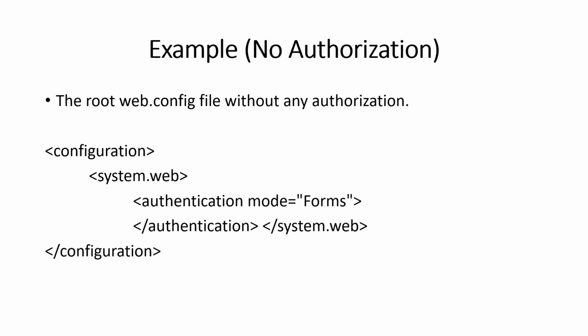So now we discuss several examples of the authorization tag. The root web.config file without any authorization. Suppose we don't want to provide any authorization. It means it will apply to the authenticated users and also to the anonymous users, whether the users are registered or not registered. Access is provided to all the users for all the pages. So in the configuration file, suppose we have authentication mode equal to forms, and we don't define any authorization tag, then it means anybody can access the website, and the users can access any web page.